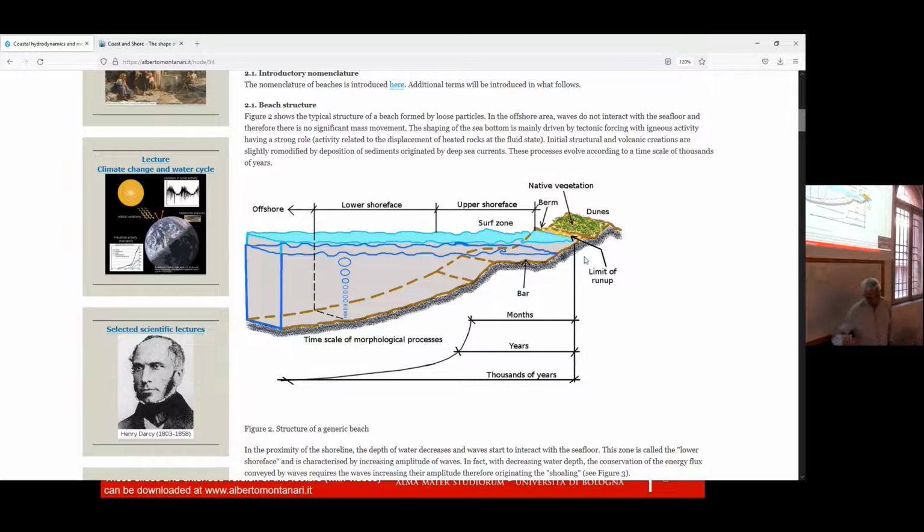What is interesting to point out, which is shown in this picture, is the time scale. These forms, like for instance the berm, evolve on a seasonal time scale. Why seasonal? Because, of course, the position of the breaker line changes depending on the season. Typically, during winter, waves are higher, and therefore the position of the breaker line is moved backward toward the ocean, toward the sea.